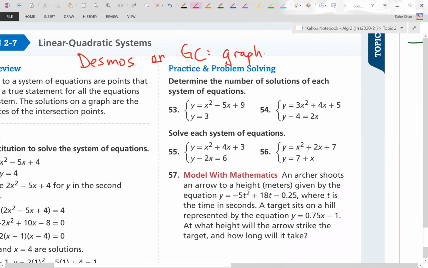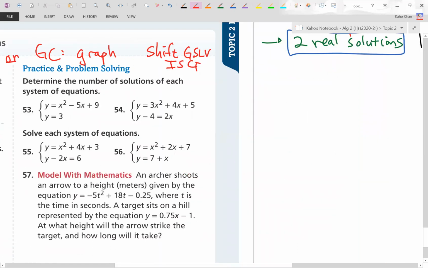If you're going to use graphing calculator, be sure to use Shift GSolve ISCT for the intersection of those 2 equations. We have 4 we're going to do here: 53, 54, 55, and 56. We're actually going to get those on the graphing calculator. I'm going to give you the answers right now and show you under decimals. 53, if you graph it, you'll get this particular picture. Trust me.